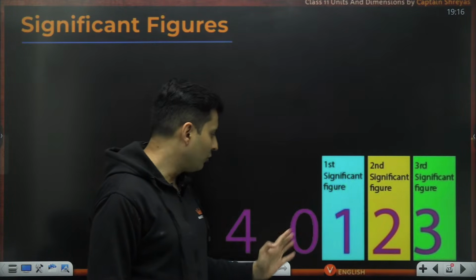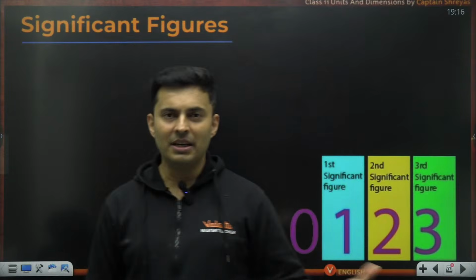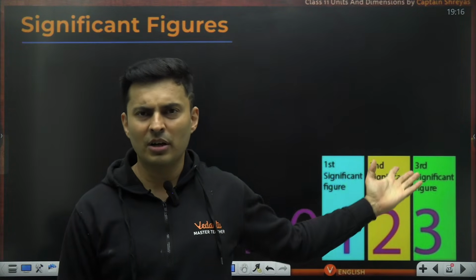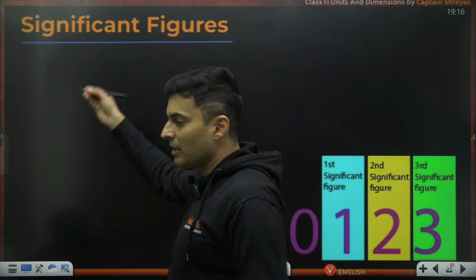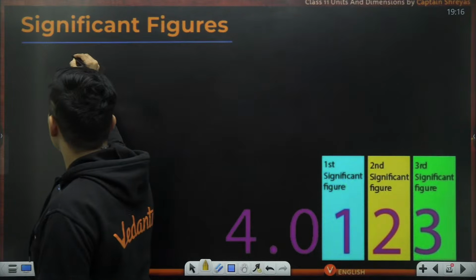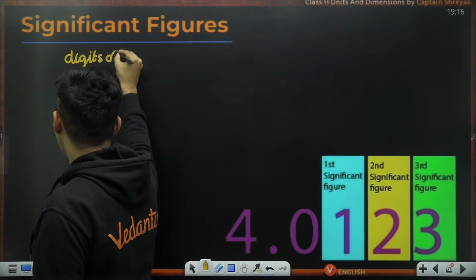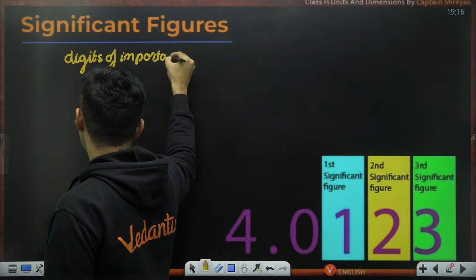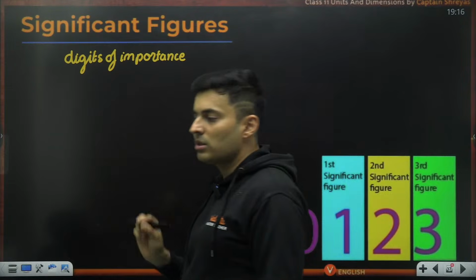Like if I write 4.0123, there are some important digits in it. They have some value. If I have written it with some decimal place or whatever, it must carry some value. So, significant means importance, figures means digits. So, they are also called the digits of importance. And there are some rules for it.